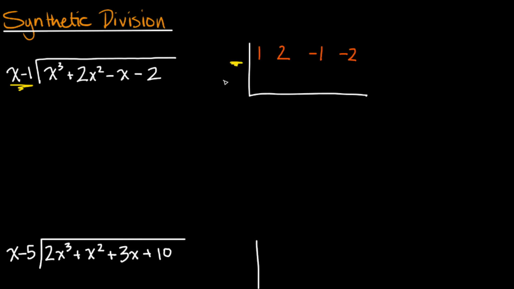Now, what do we write over there? Well, we write whatever is the opposite of this one. So just remember that it's the opposite. That's one of the key points to remember. Since this is x minus 1, we're going to put a positive 1 over here. That's just one of the most important points to remember.